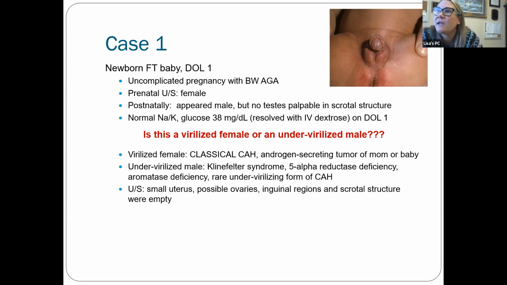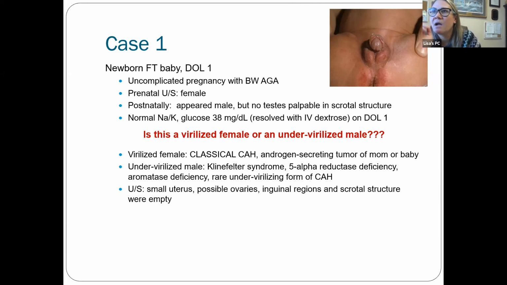And so on the ultrasound of the pelvic and the scrotal structure, the child was noted to have a small uterus, what looked like ovaries in a normal location, and there were no testes in either the inguinal regions or the scrotum. So from that, I felt comfortable that this was a virilized female.